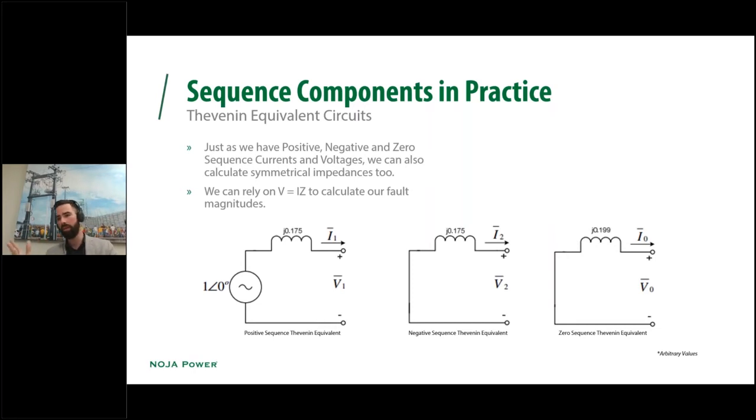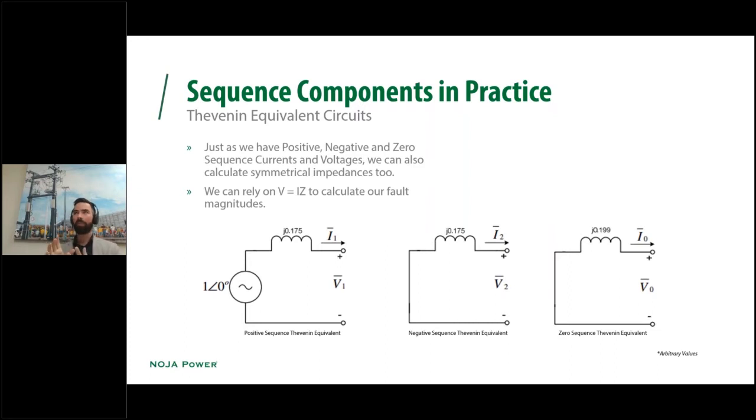And what I've got below there is the Thevenin equivalent circuit for the positive, negative, and zero sequence components in place. Now, deriving the impedance for each of those is beyond the scope of this presentation, but you'll see for broken conductor, we can actually get around that, and we don't necessarily need to derive that in great detail.